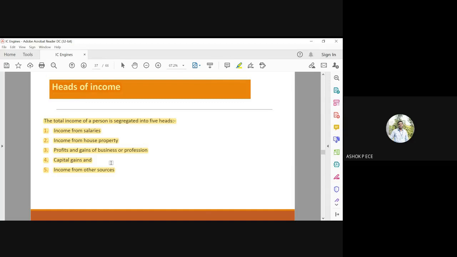So broadly, your total income of any person will fall into these 5 categories only. The first one is income from salary, income from house property, profits and gains of business, capital gain, and income from other sources. So we are fitting our income into these 5 categories.